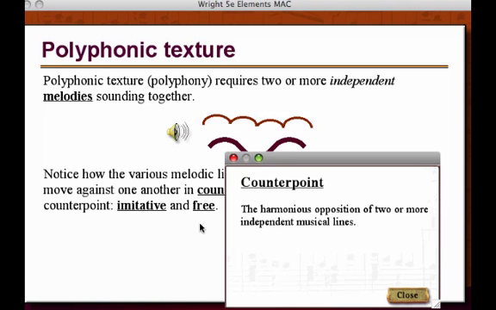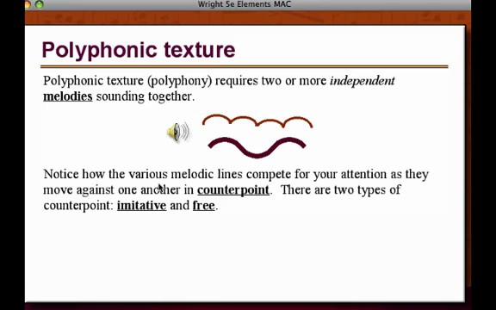I think that it might be easier for you to just think about that counterpoint is pretty synonymous with polyphony. And basically, if you take a class in counterpoint, what you learn is how to combine multiple melodies at the same time. Counterpoint is the art of polyphony. What you just heard was an example of something called free counterpoint, because the melodies weren't related.